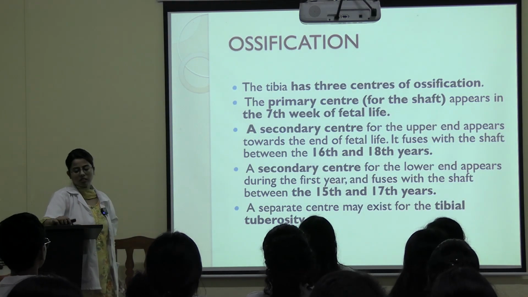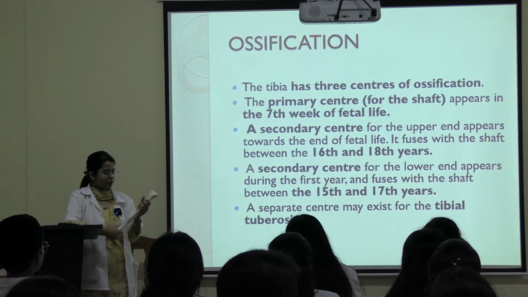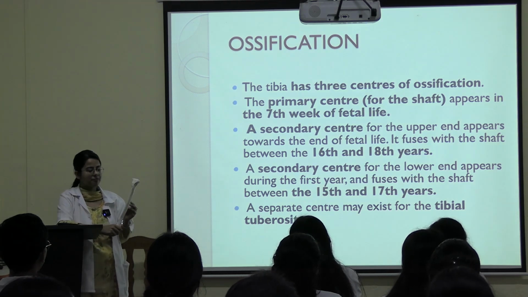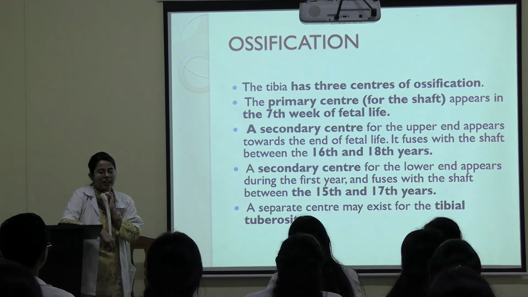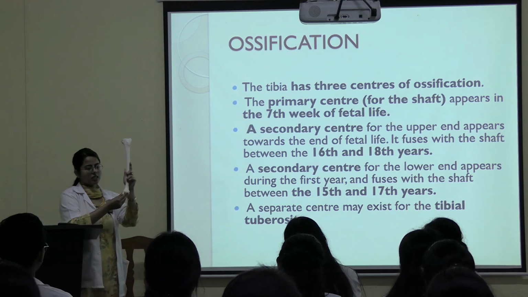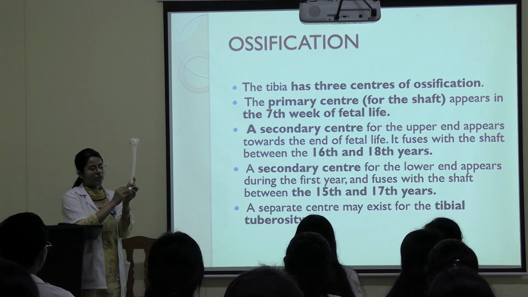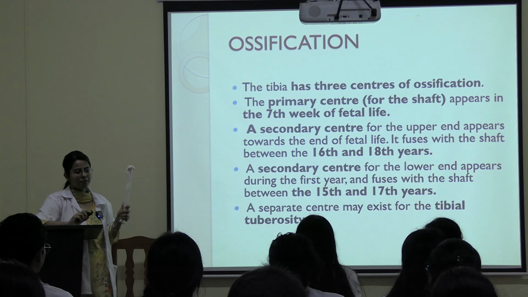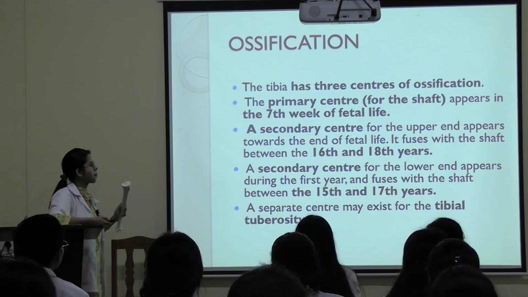Now ossification. Tibia ossifies from 3 centers. For the shaft, primary center appears in the shaft in the 7th week of intrauterine life. Secondary center for the upper end appears during late fetal life and unites with the shaft between 16 to 18 years. And secondary center for the lower end appears during the first year of life and it will unite with the shaft between 15 to 17 years. Clear? Three centers: one for shaft, secondary center for upper end and lower end. Okay.